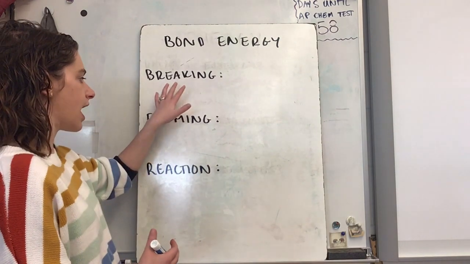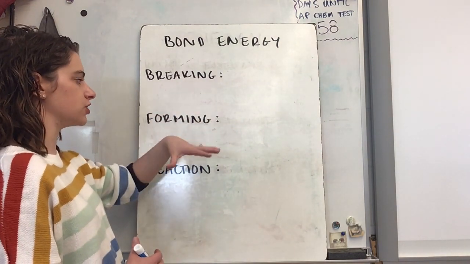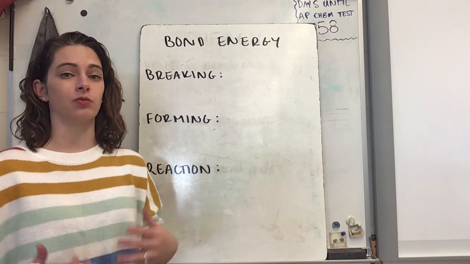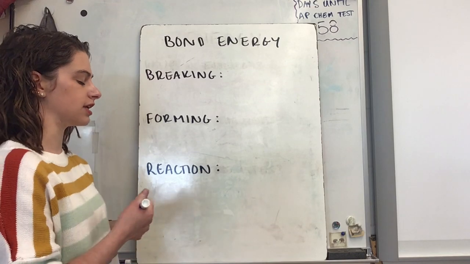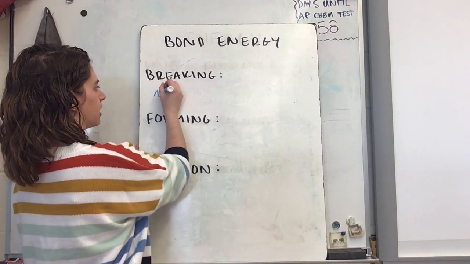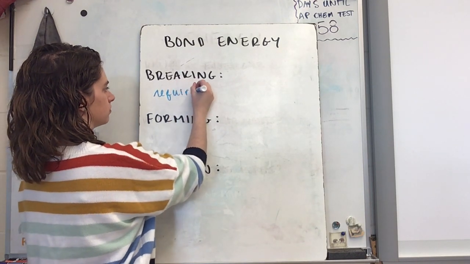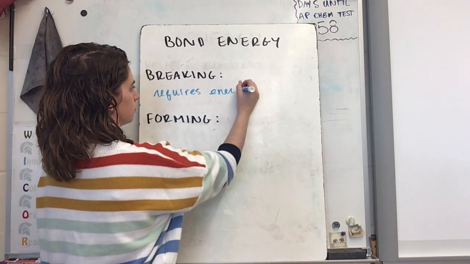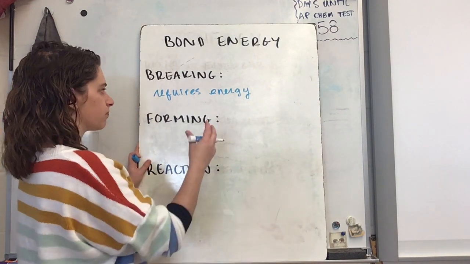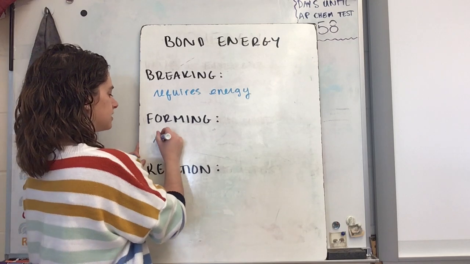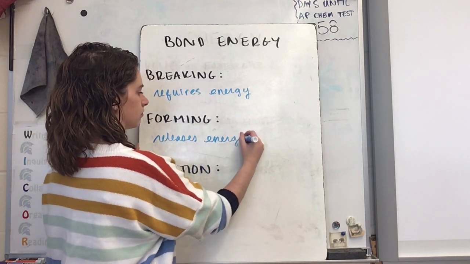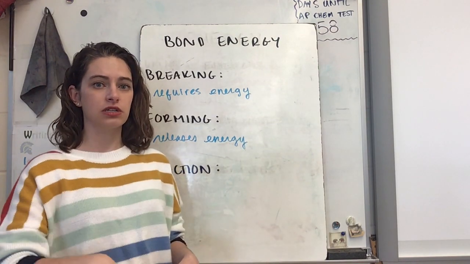But quickly to refresh, if we think back to our chemical energy, specifically bond energy, it requires energy to break bonds and it releases energy when we form bonds. So that's something we're going to need to keep in mind. So breaking bonds requires energy. That means you have to put energy into the bond in order to break it. When you form bonds, you release energy. So you're going to get energy out of that.